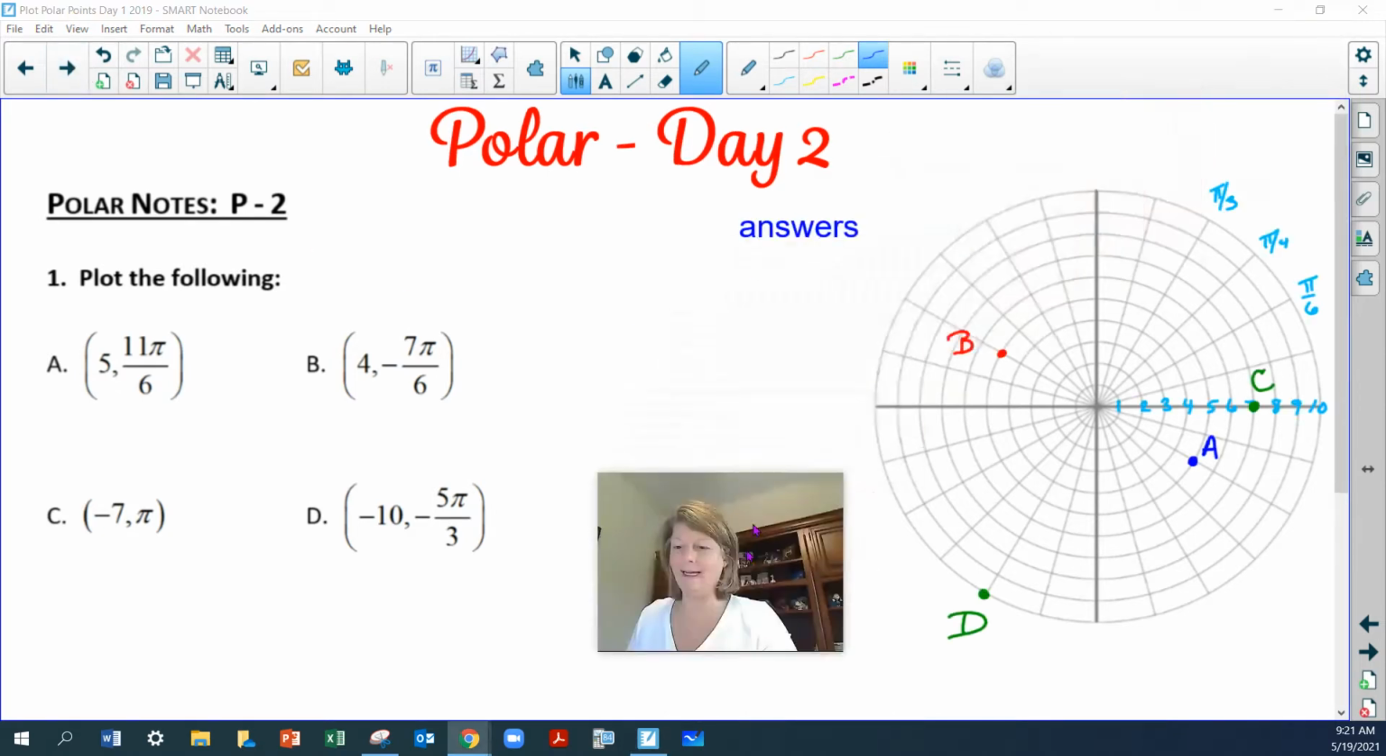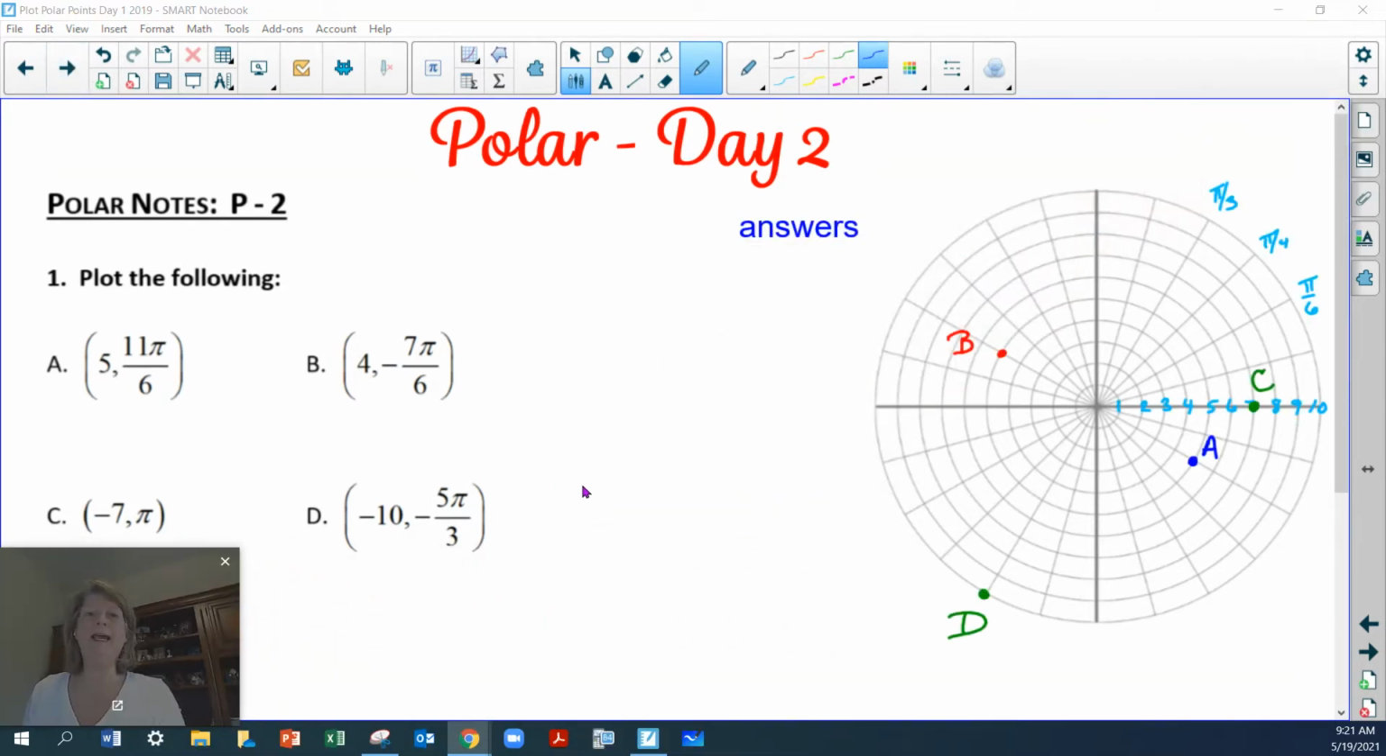All right, here are the answers that I had. And answers look like 5, 11 pi over 6. So I moved 11 pi over 6 around my polar grid and plotted out 5 units from the pole, giving me point A. Did your point B come out into quadrant 2?